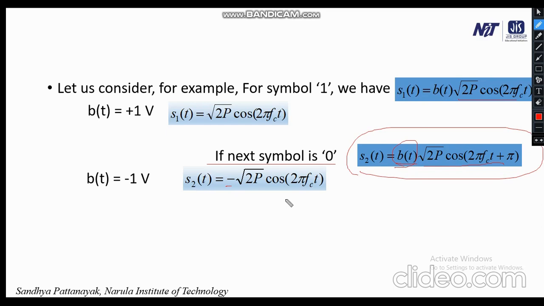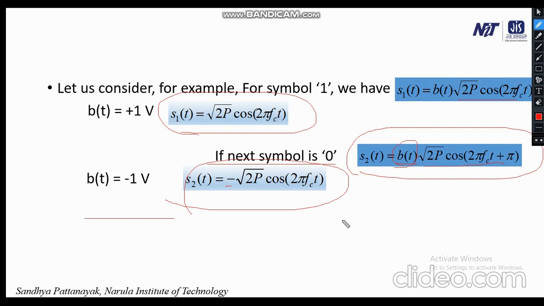So what we observe is, when it's a binary 1, the modulated waveform becomes root over 2P cos 2 pi fc t, and when it is a binary 0, the modulated waveform becomes minus root over 2P cos 2 pi fc t, that is equal to root over 2P cos (2 pi fc t plus pi). So here, what is the phase difference? One has 0 degrees and the other one has 180 degrees. When I explain the waveforms, it will be much clearer. Did you follow this?